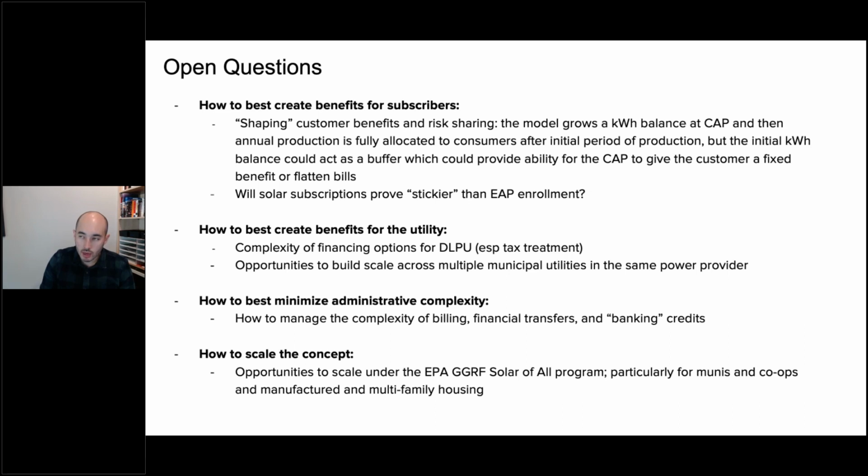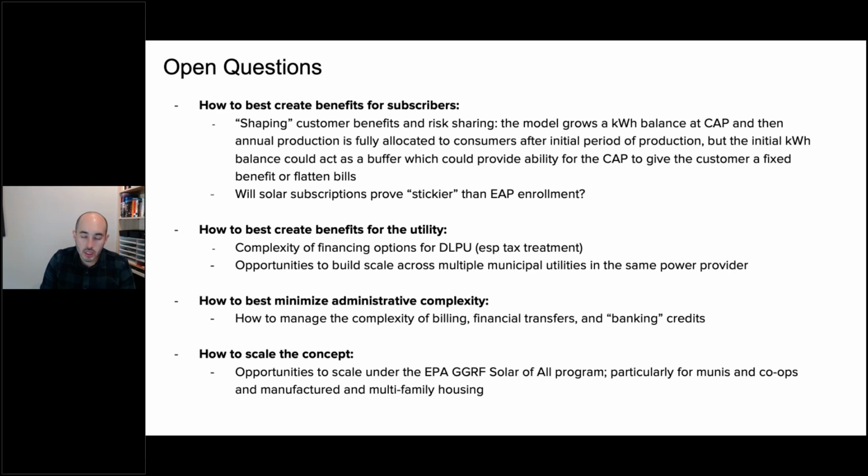Another question we have from the utility perspective is thinking about the best strategies for building scale, particularly across multiple municipal utilities in the same power provider. Detroit Lakes Public Utility is a municipal utility served by the Missouri River Energy Service, which is a joint action agency providing power to a number of regionally co-located municipal utilities. We're trying to understand right now a little bit more about the opportunities for multiple munis served by Missouri River to partner on a larger community solar project, maybe getting some of that economies of scale. But there's definitely contractual complexities in thinking across multiple munis.